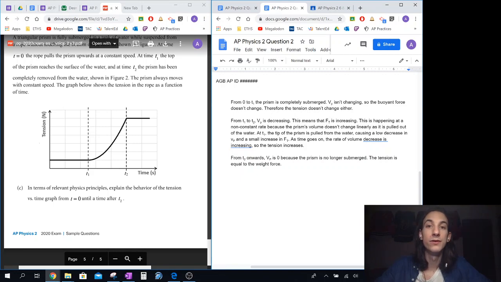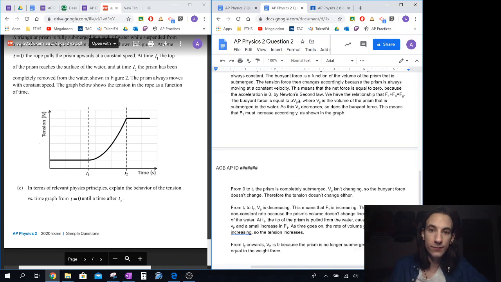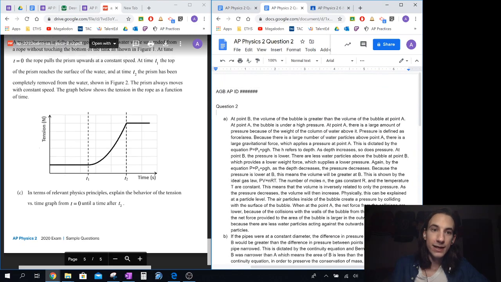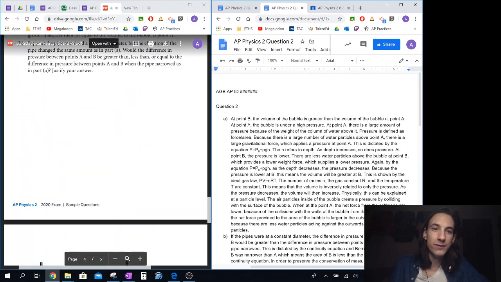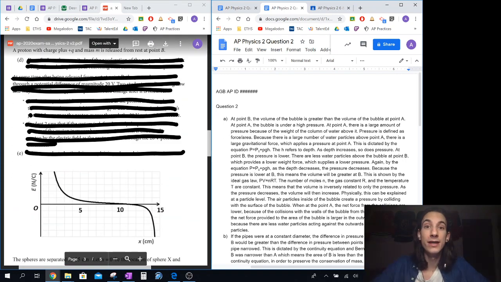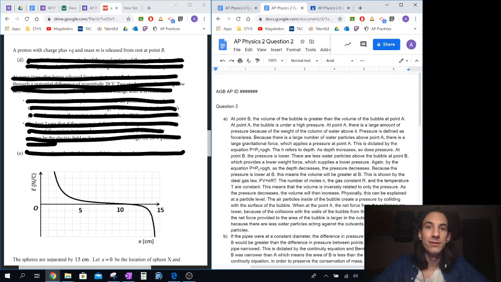The tension is equal to the weight force. So yeah, we described each part of those, and that's kind of it. I think this is a good conceptual question. Hopefully we see nice questions like this on the actual AP test. Again, I don't know what's going to go on with that.